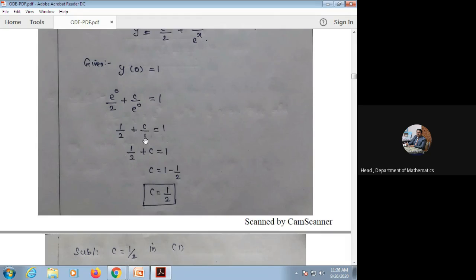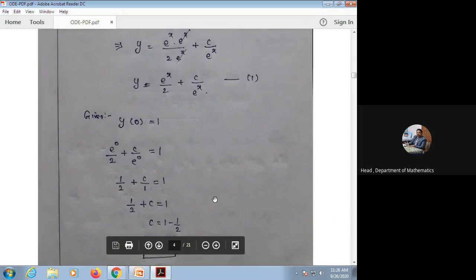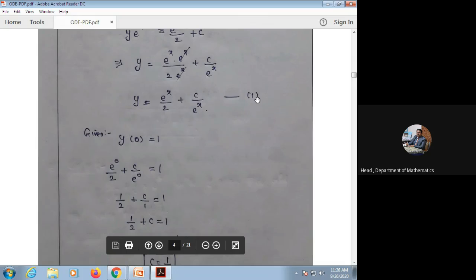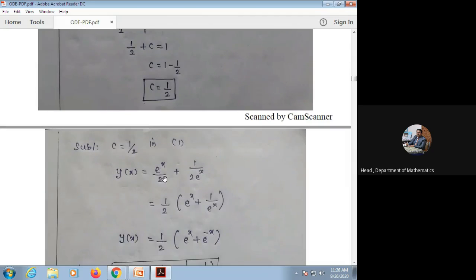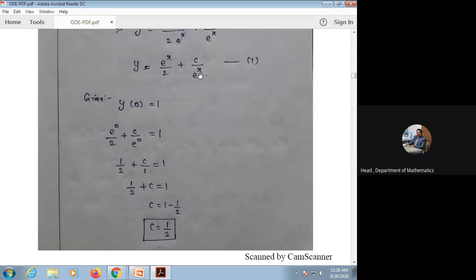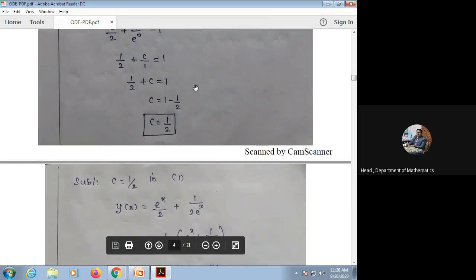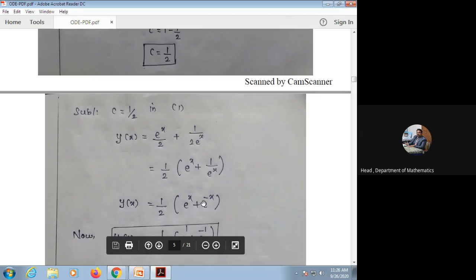Therefore 1 by 2 plus c equal to 1. Taking 1 by 2 to the right side, we get minus 1 by 2. Simplifying this, we get c equal to 1 by 2. Substitute c equal to 1 by 2 in equation number 1, and we get the final result. Therefore, y equal to e power x by 2 plus, what is the c value? 1 by 2. So, substituting here, we get 1 by 2 e power minus x.